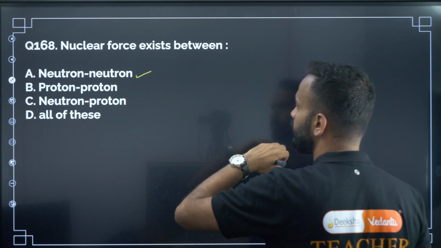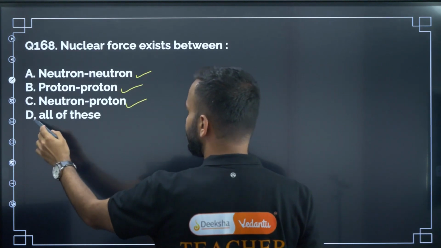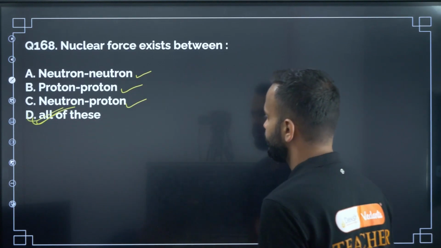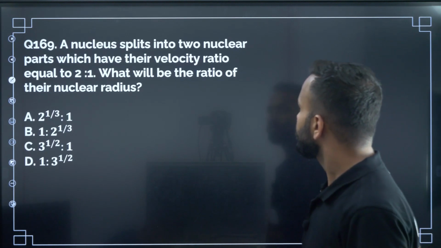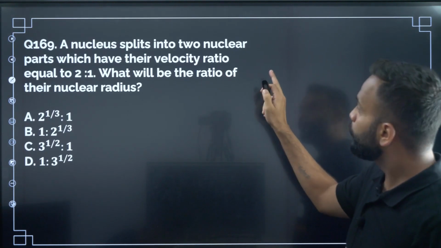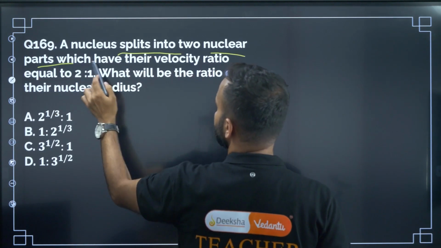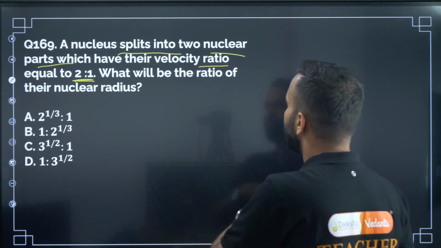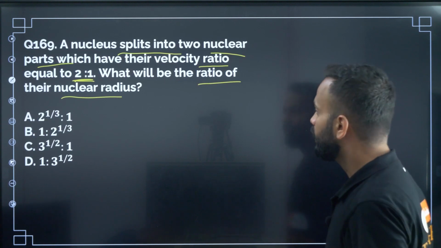Nuclear force exists between neutron-neutron, proton-proton, and neutron-proton. So option D is the correct answer. Next question, 169. A nucleus splits into two nuclear parts which have their velocity ratio equal to 2:1. What will be the ratio of their nuclear radius?